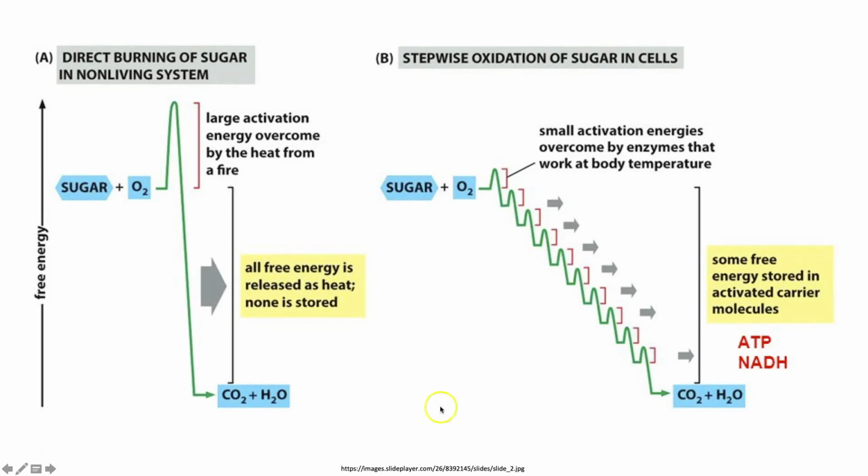If we lit something on fire, that's an instantaneous burning or instantaneous oxidation. If we do it stepwise, we can take a little bit of energy out of every step. So an enzyme is responsible for each of these steps, and we slowly pull the energy out of that sugar. In the end, we end up with the exact same products. We're still ending up with carbon dioxide because the carbons in the sugar had to go somewhere.